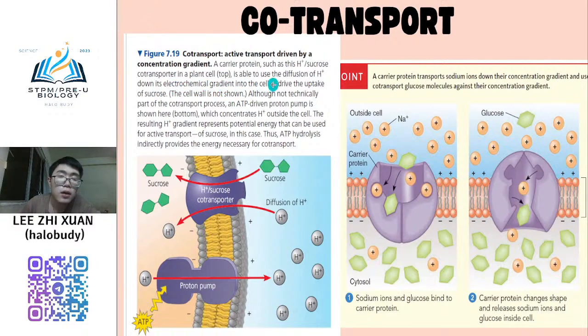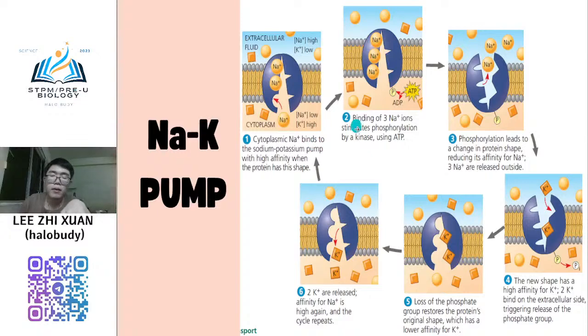Electrochemical gradient. What does this mean? So what does the electrochemical gradient mean? Normally, if you see our cells, the electrical balance and also the concentration balance are not constant. So that is why you see that 3 sodium pump out, 2 potassium pump in.